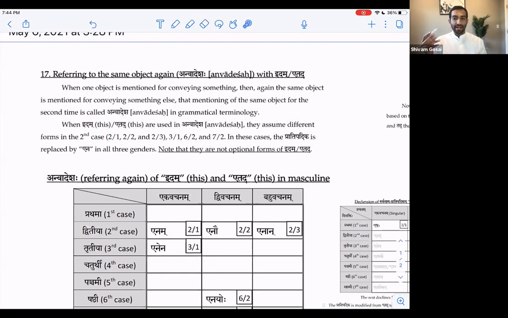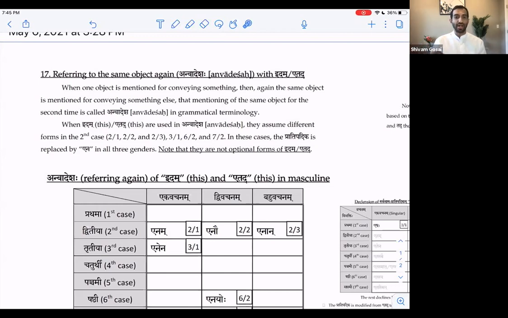Now I said idam. Now if I use idam one more time, maybe in the same sentence or a different sentence, so I'm using idam for a second time. Now I'm telling you, this is still referring to Devadatta, but it's telling me something different about Devadatta. Right? So I can use idam once to refer to Devadatta, but if I use it again, idam, then that second time is what we call Anvadesha.